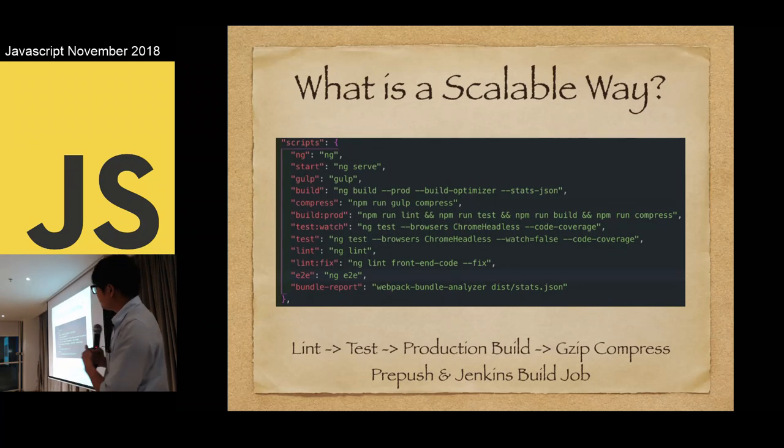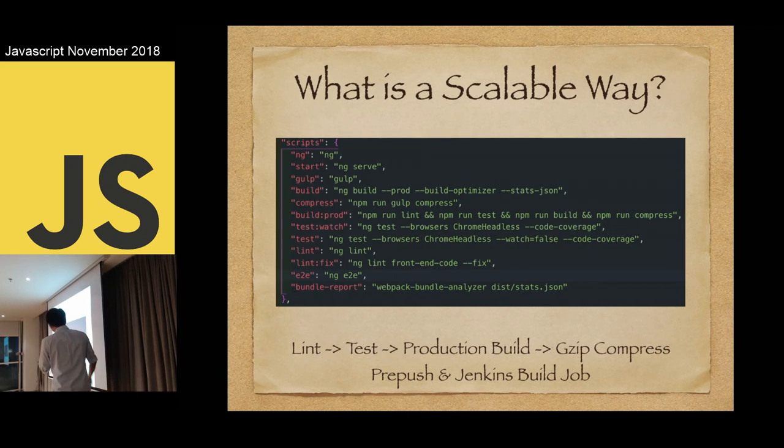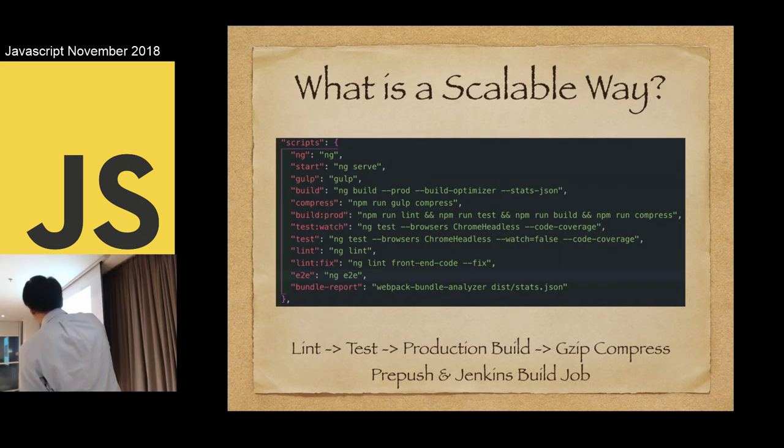So this is our script in the package.json. We have our own lint, the ng lint, and we use fix to fix simple mistakes in the code by using TSLint. And we have our own unit test script in here, the ng test with the headless Chrome browser. Then we don't use the watch mode, and we generate the code coverage report, and we put it on the Jenkins code coverage report.